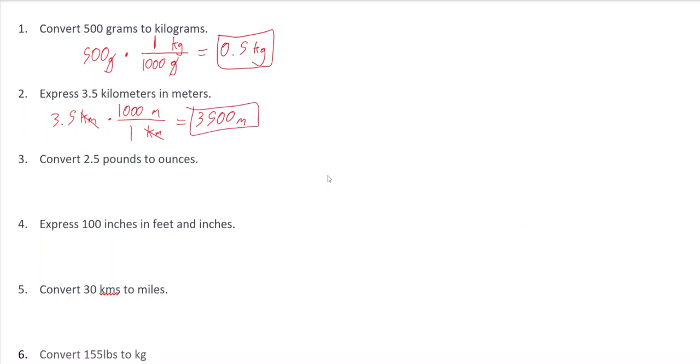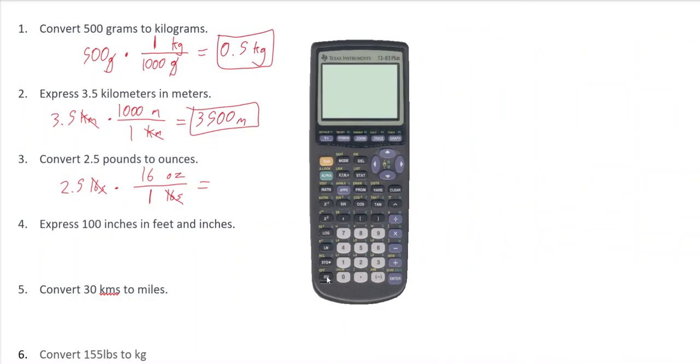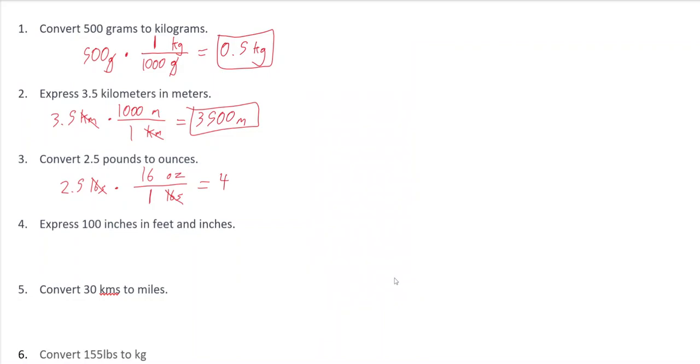Okay, 2.5 pounds to ounces, so 2.5 pounds. Well, we want to multiply by something that would get rid of pounds and give us ounces. Well, 16 ounces is 1 pound. So those pounds now cancel, so 16 times 2.5. And it's easier with my mouse, so 2.5 times 16, and we get 40. So 40 ounces is 2.5 pounds.